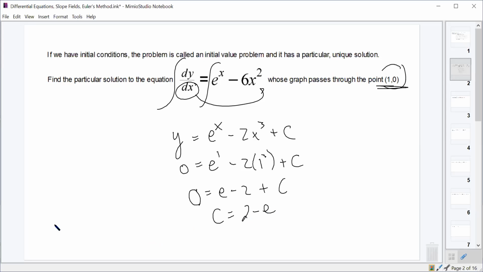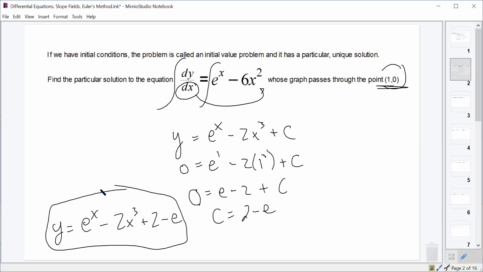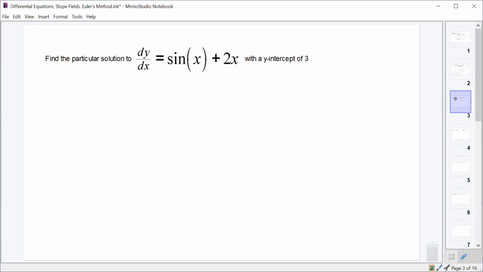Let me just go back in and write our function that satisfies this: e to the x minus 2x cubed plus 2 minus e. And if we take that function's derivative, it gives us e to the x minus 6x squared. And if we plug in 1 for x, we end up getting 0 for y. Easy enough? Wonderful. All right, let's do another one.